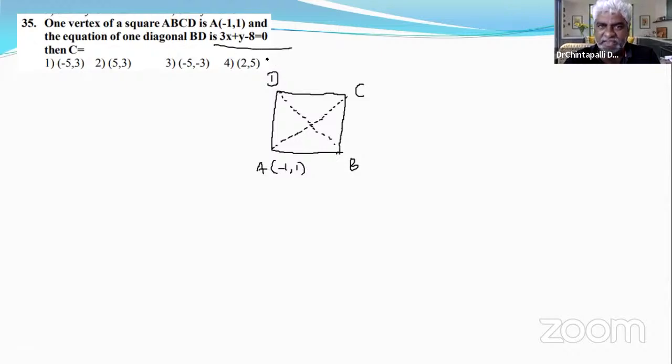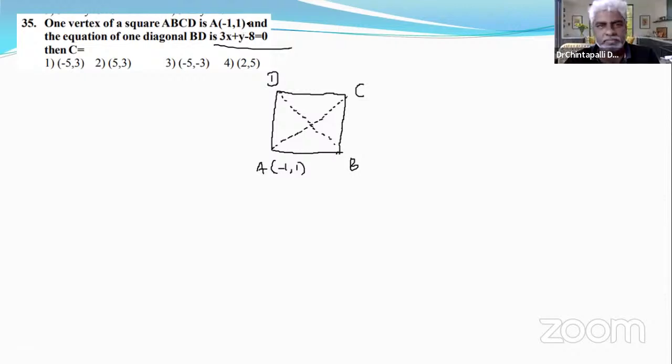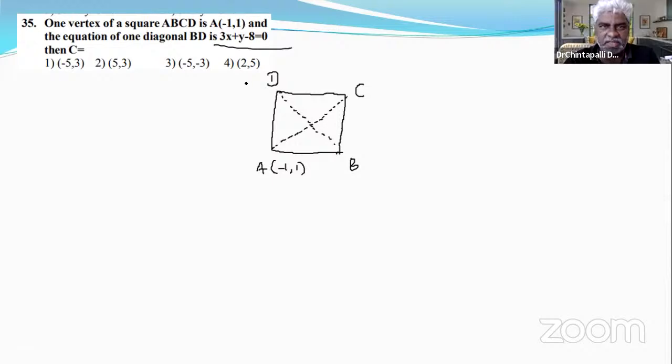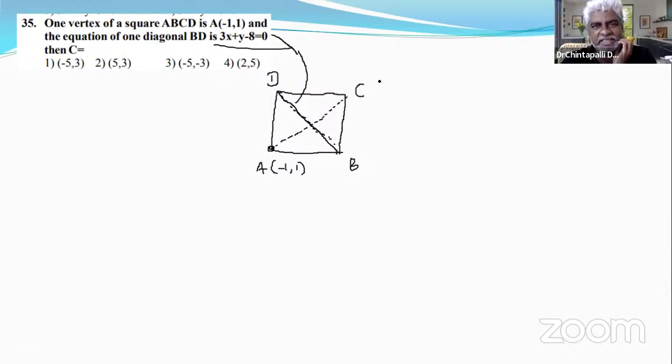If it is AC, it should satisfy (negative 1, 1). Is it satisfying (negative 1, 1)? Negative 3 plus 1, negative 2. No, sir. That's why this is not AC. It should be BD. Right? Yes, sir. And A is given and C is asked. C is nothing but the image of (negative 1, 1) with respect to the line BD.